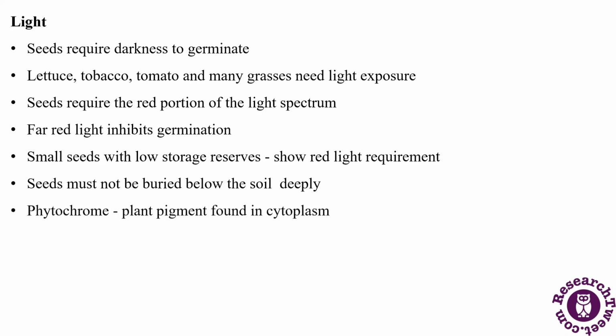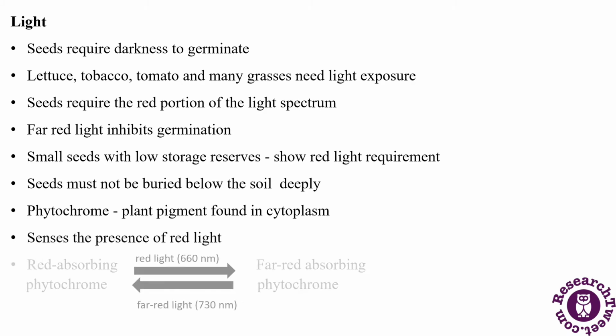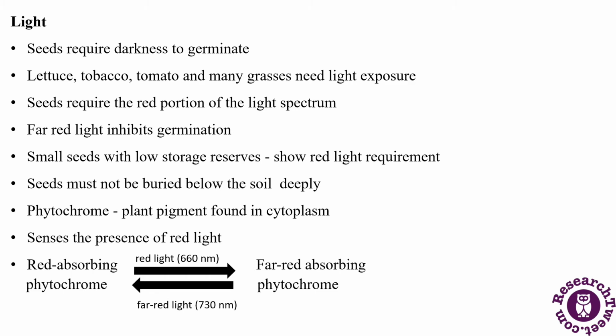Phytochrome is a plant pigment found in the cytoplasm that senses the presence of red light. The red absorbing form of phytochrome changes to the far red absorbing form when it absorbs red light of 600 nanometer and back again when it absorbs far red light of 730 nanometer.